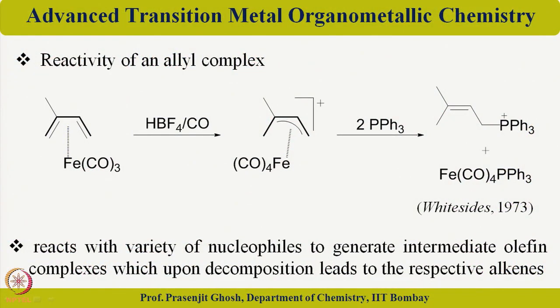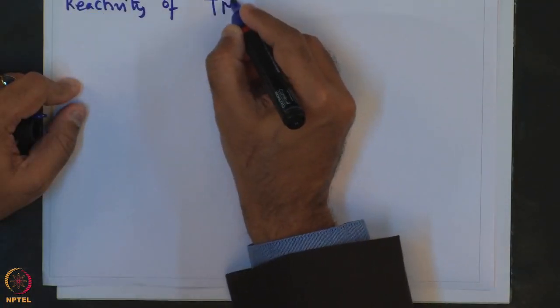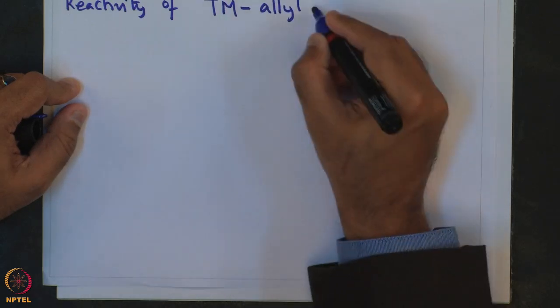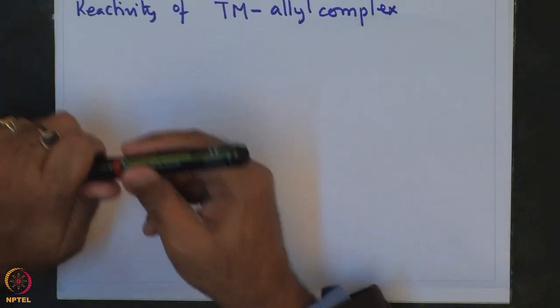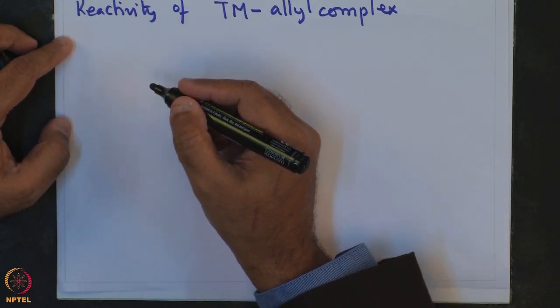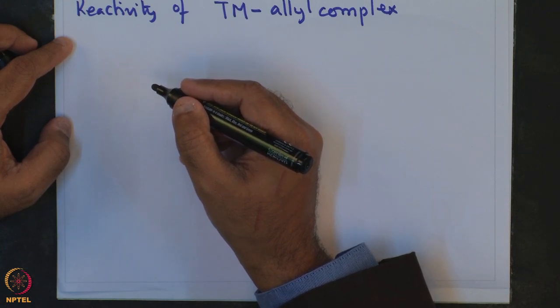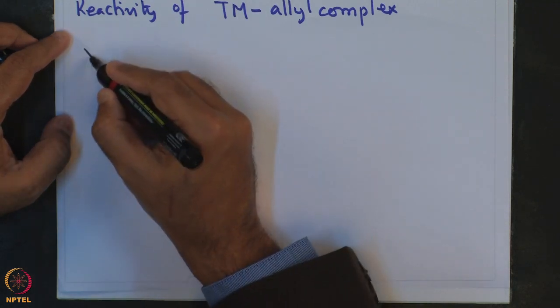So, to begin with, let me look into some of the reactivity of transition metal allyl complexes. The particular example starts off with a diolefin complex of iron, resulting in formation of this transition metal allyl complex of iron, and then exploring the reactivity of the same. So the reaction goes as follows.